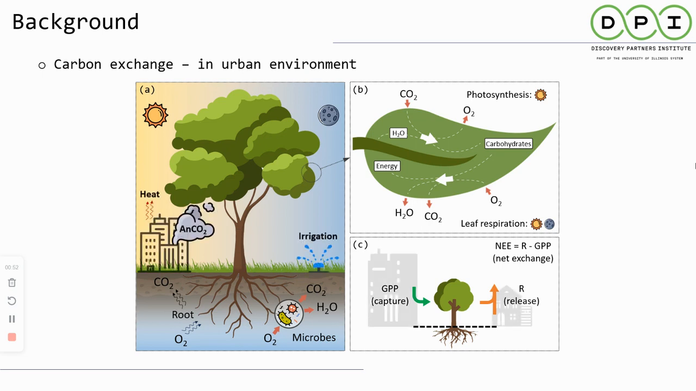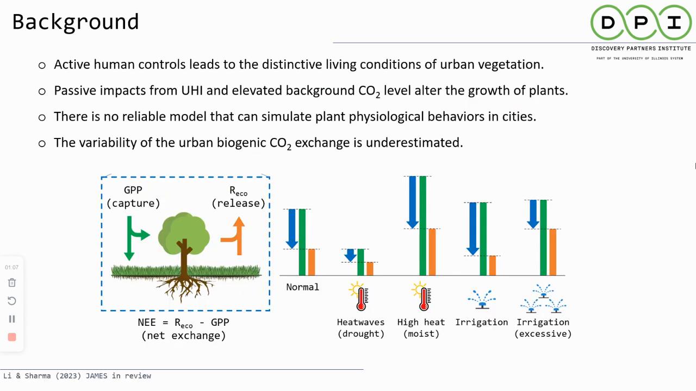in the urban environment, there's another layer of complexity because we have the heat release from urban streets and also the anthropogenic CO2 release and also the control of irrigation and all the maintenance, etc. So in this case, we have active human controls on the urban plants. This will lead to a distinctive living condition for the urban vegetation, and also a lot of passive impact such as UHI and the elevated CO2 background level. It also will change the environmental condition for the plants.